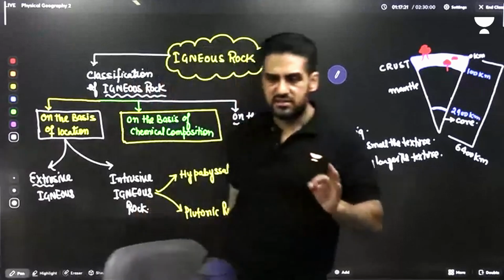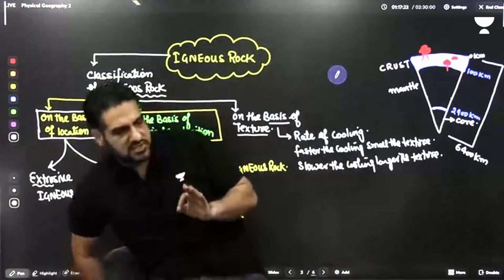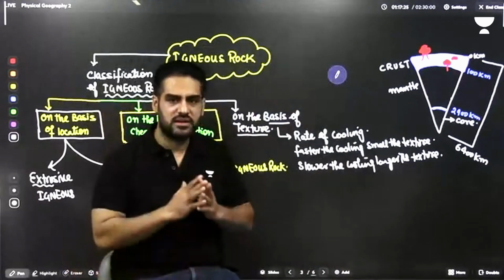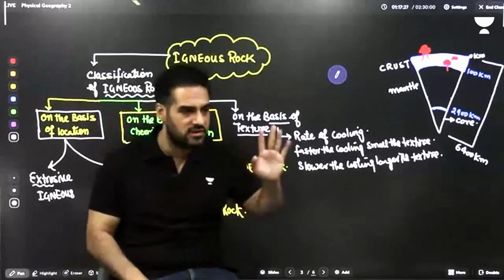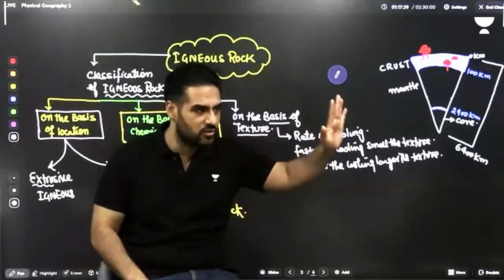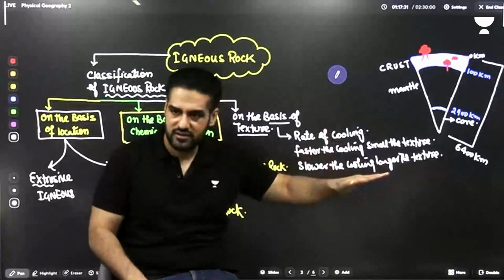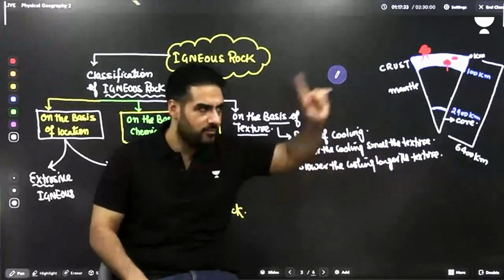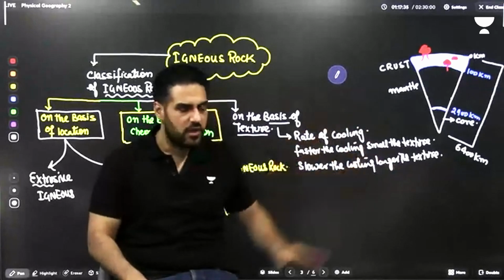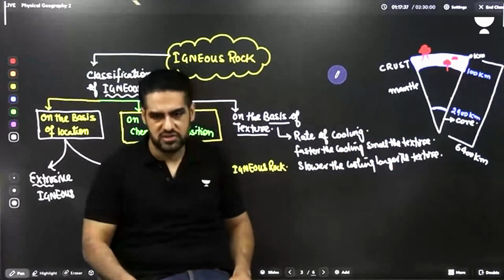Igneous rock bear crystals. What do they bear? Crystals. And the size of the textured crystal depends upon the rate of cooling. Faster the cooling, smaller the texture. Slower the cooling, bigger the texture. पहला बात खत्म. अब आ जाओ next on the basis of location.